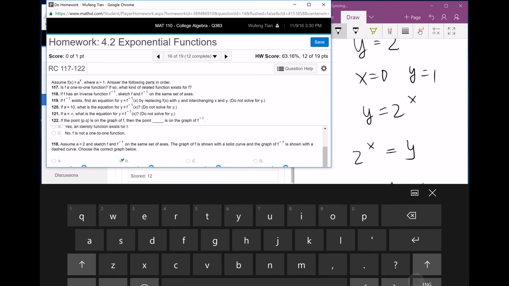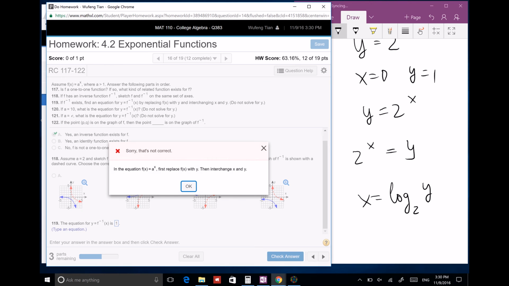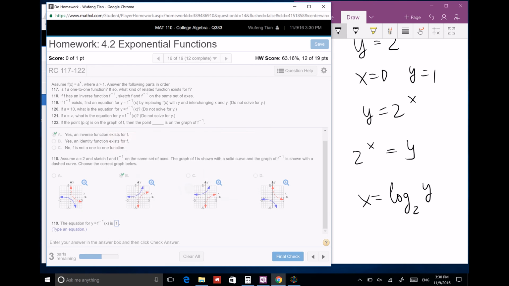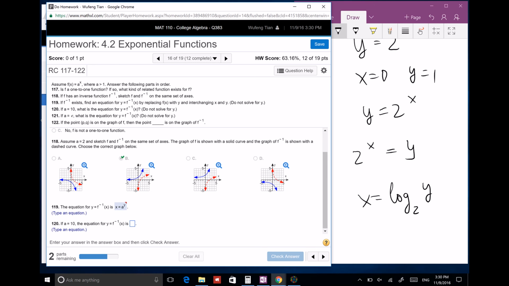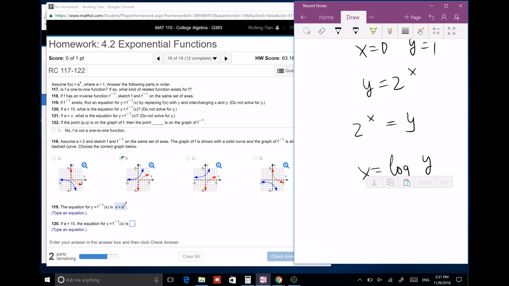I'll just type in anything to see if it's right. Oh, x equals 8 to the power y. The equation for the inverse function: x equals 8 to the power y. Nice, like that. The function is y equals 8 to the power x, and the equation for the inverse function is x equals 8 to the power y. Assume f(x) is 8 to the power x.